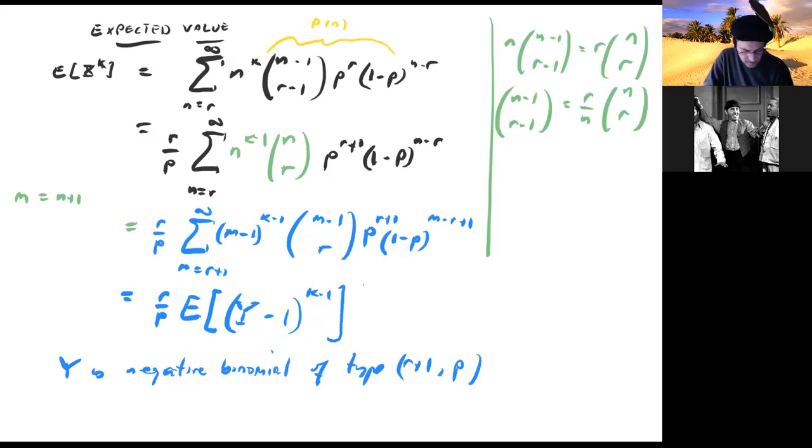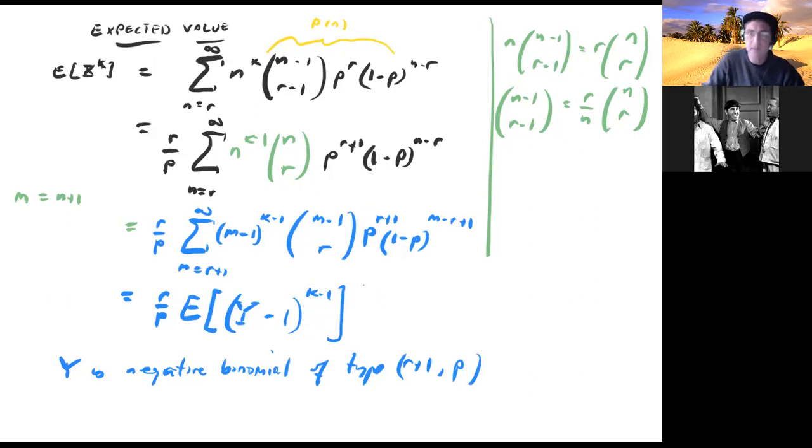Right, because we have an r plus 1 here in the expression. And why do we have a y minus 1? Because there's an m minus 1 here. That's why we have a y minus 1. Okay, so we're going to use this now to actually compute the expected value and the variance.